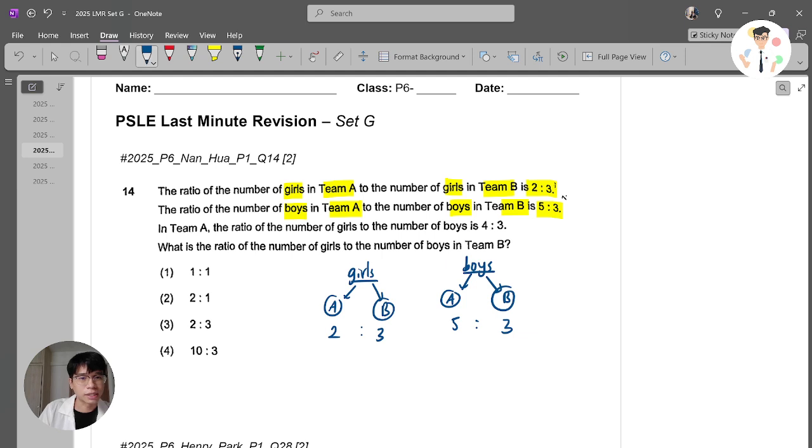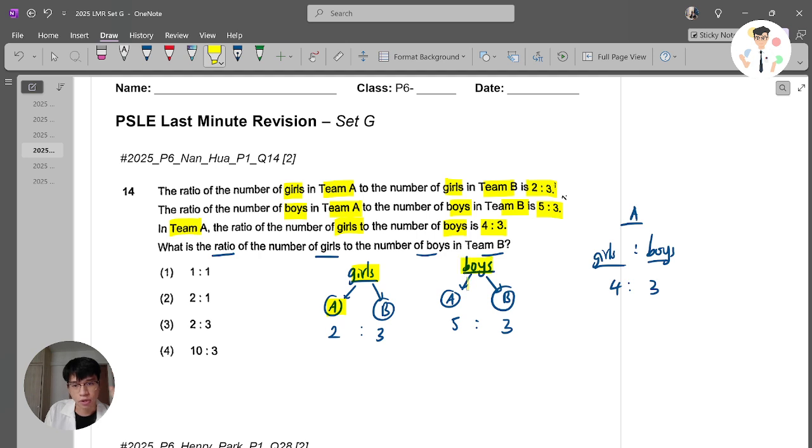And here it says, in team A, the ratio of the number of girls to boys is supposed to be 4 to 3. Means that if I were to put here, this is team A, girls to boys, sorry, girls to boys, it's supposed to be 4 to 3. Now, what is the ratio of the number of girls to boys in team B? Now, let's try to focus on this one first.